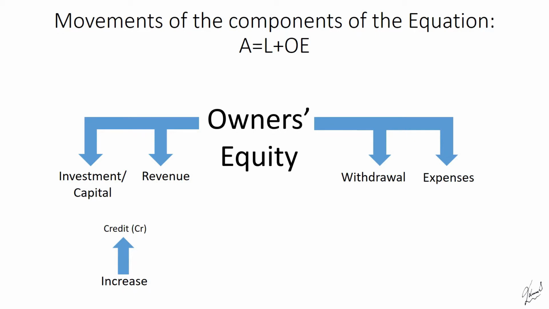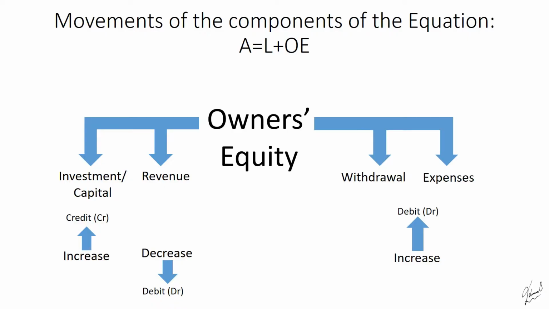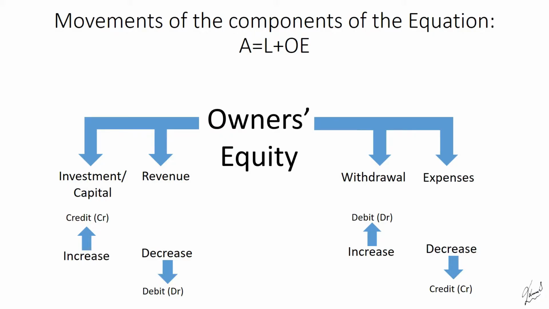In that case, capital and revenue should also be credited when they increase, and when capital and revenue decrease, they will be debit. And as far as the other two components are concerned, that is withdrawal and expenses, when withdrawal and expenses increase, they reduce the balance of owner's equity. So I think you can understand, when withdrawal and expenses increase, they will be debit, and when withdrawal and expenses decrease, they will be credit.